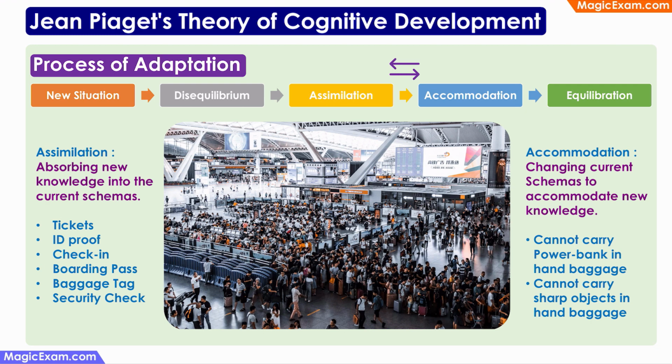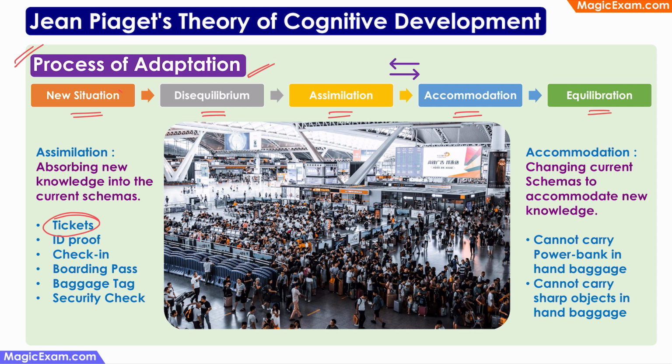Next, let us talk about Jean Piaget's process of adaptation. Piaget says that whenever we come across a new situation, we start with a state of disequilibrium and then we assimilate some new knowledge or we accommodate some new knowledge and then we reach a stage of equilibration. For example, if I have traveled only by bus or train, then I know that I need to buy a ticket, then go to the bus stand or the railway station and board the bus or the train. So that is my current schema.